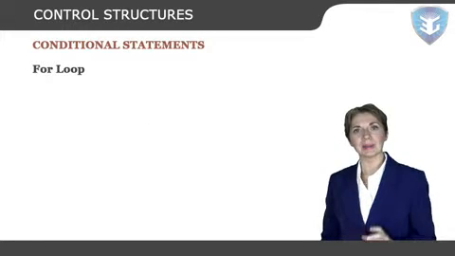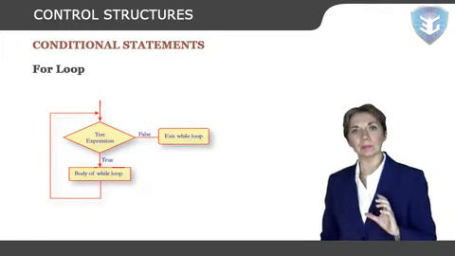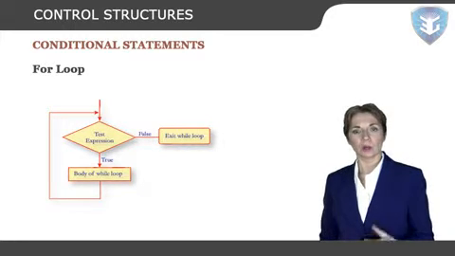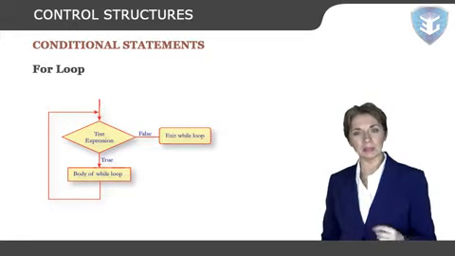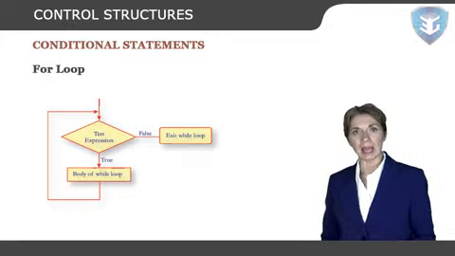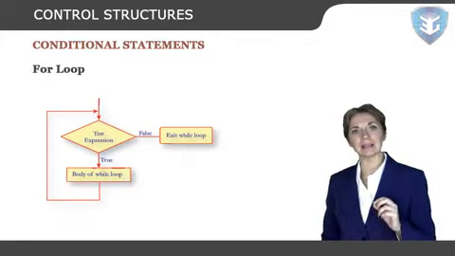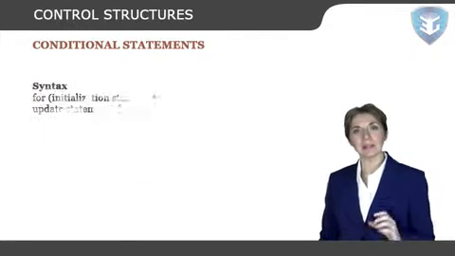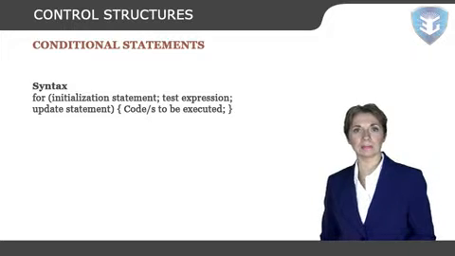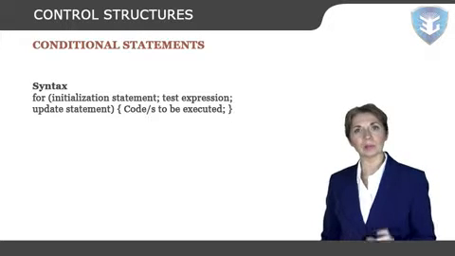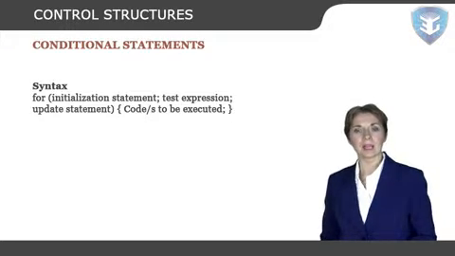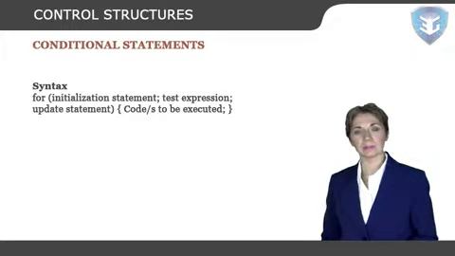For loop. A for loop is a programming language statement which allows code to be repeatedly executed. A for loop is classified as an iteration statement. Syntax is shown on the screen. Look at the example of for loop. Output is shown on the screen.